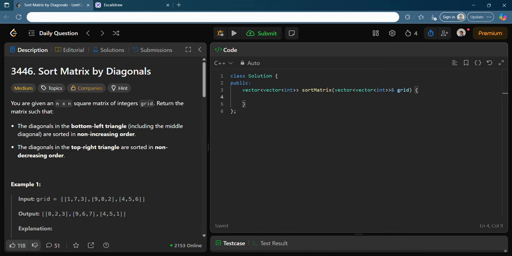Sort matrix by diagonals. You are given an n cross n square matrix of integers grid. Return the matrix such that the diagonals in the bottom left triangle, including the middle diagonal, are sorted in non-increasing order, and that is in the descending order, and the diagonals in the top right triangle are sorted in non-decreasing order, it means in the ascending order.